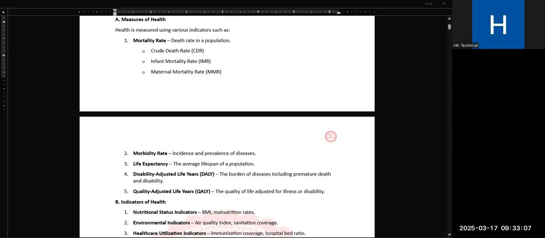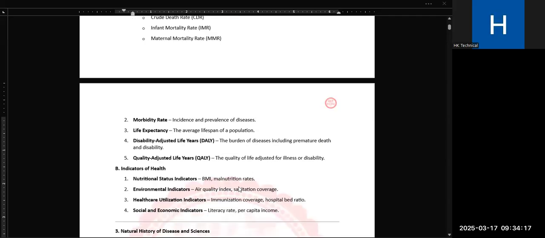Morbidity rate is basically the rate at which disease is spreading, or illness occurring in a population. Life expectancy is just the average lifespan of a population. Disability adjusted life years: the burden of disease including premature death and disabilities. Quality adjusted life years: the quality of life adjusted for illness and disabilities.